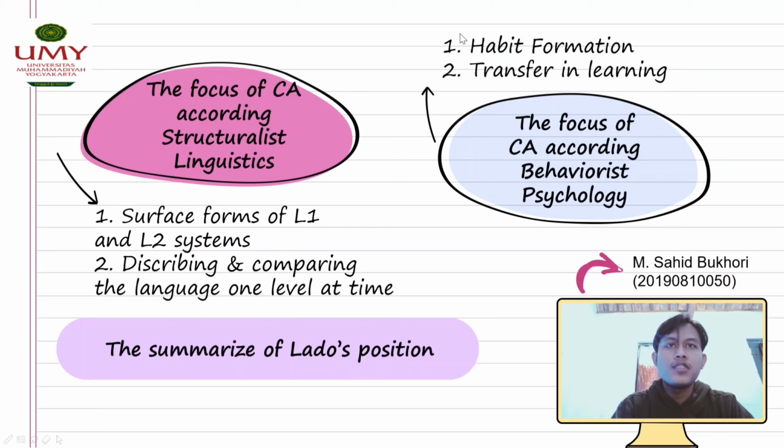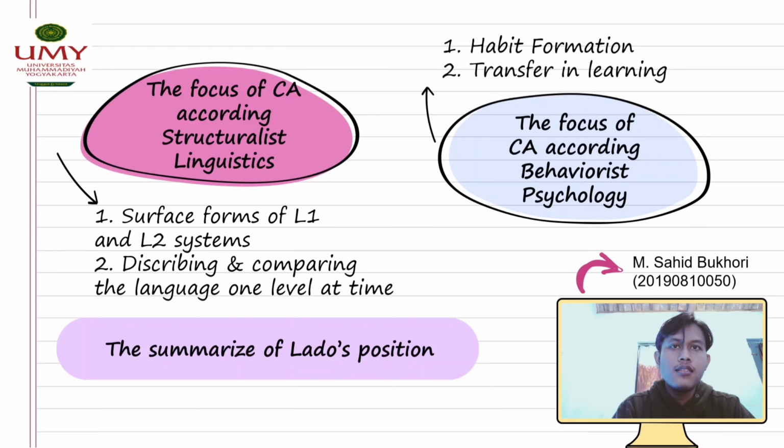There are two assumptions. First, habit formation. Learning essentially involves habit formation, a process in which the learner gets a stimulus, and then they respond to it, and then reinforcement, or habit, strengthens the response. Second assumption is transfer in learning. In the case of SLA, the transfer is from L1 to the target L2.